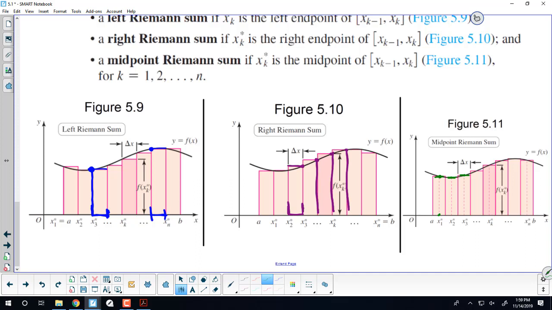Right. Or, I wouldn't have the full 0 to pi over 12 and then pi over 12 onward. I'd have 0 to pi over 4 and then pi over 4 to pi over 2.